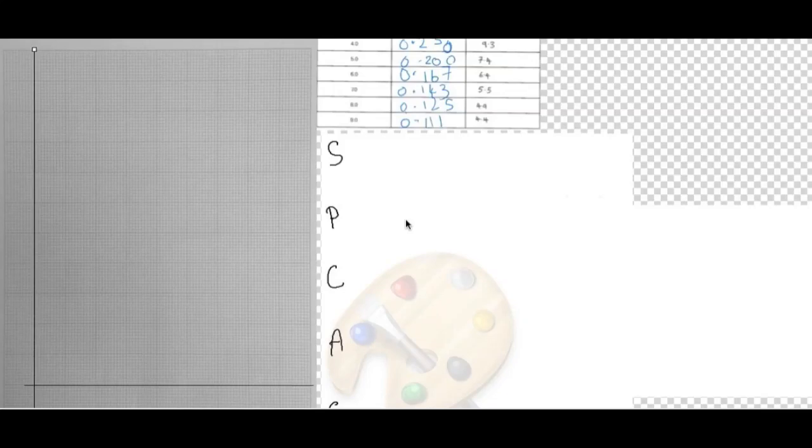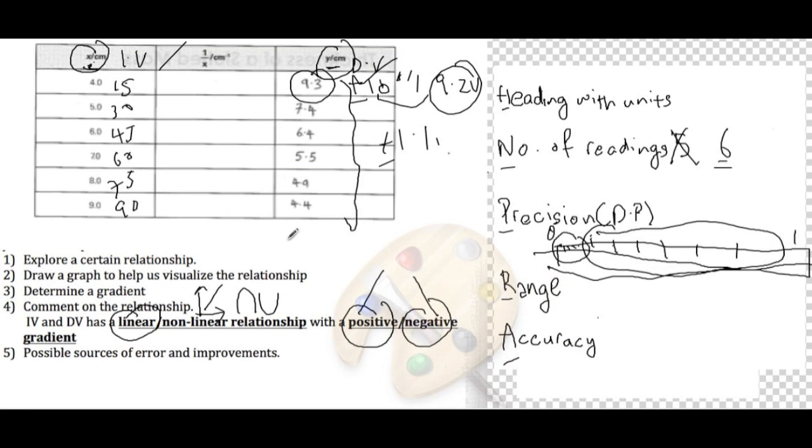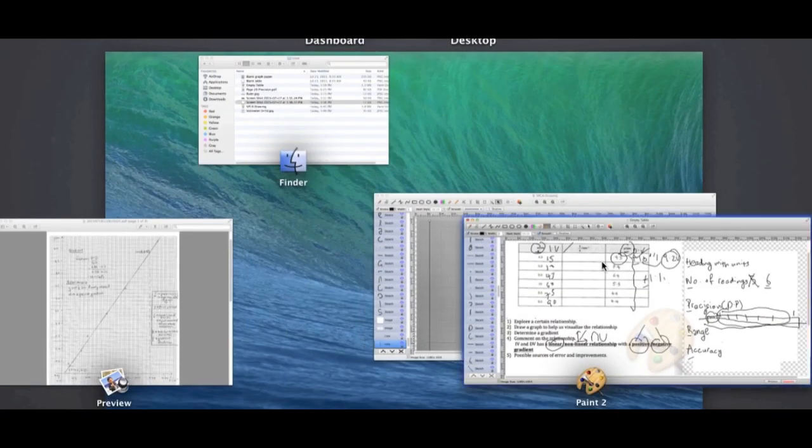Hey guys, we're back with the second part of the video, and if you recall, the next thing that we need to do is actually to draw a graph to help you visualize the relationship. So let's say you have your readings for your IV and your DV. In this case, you would have to do a calculation, because eventually the question asks you to plot a graph between this and this. So let's go and look at the graph paper.